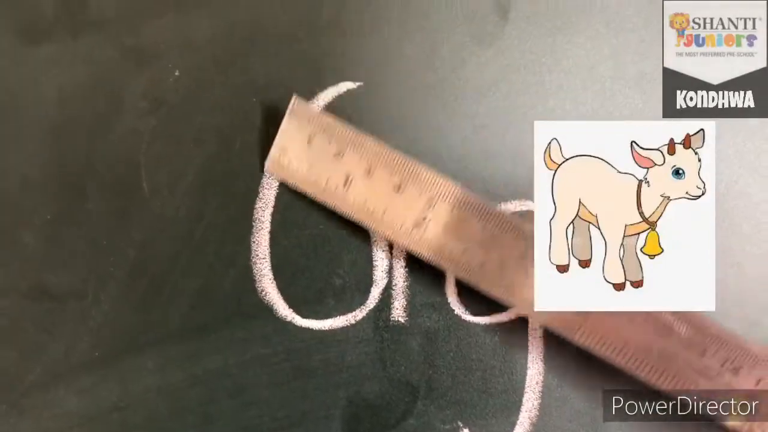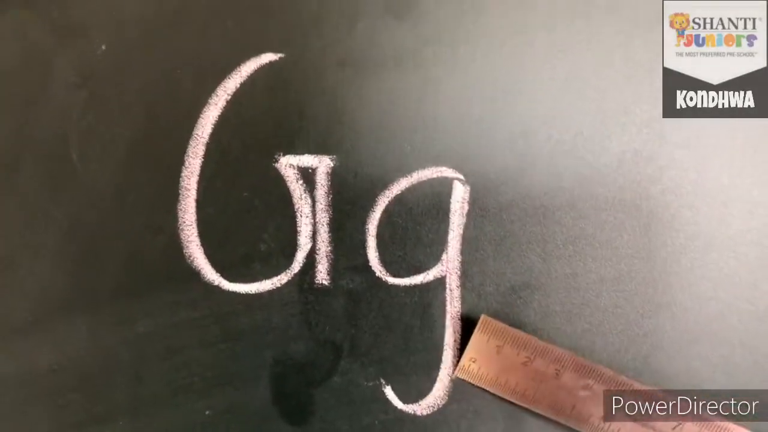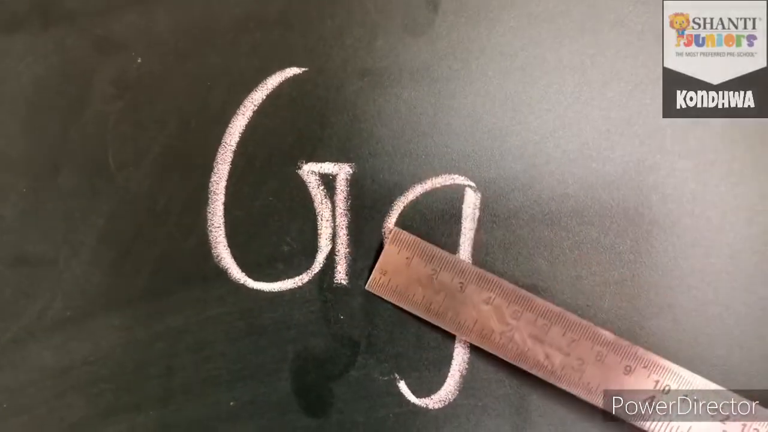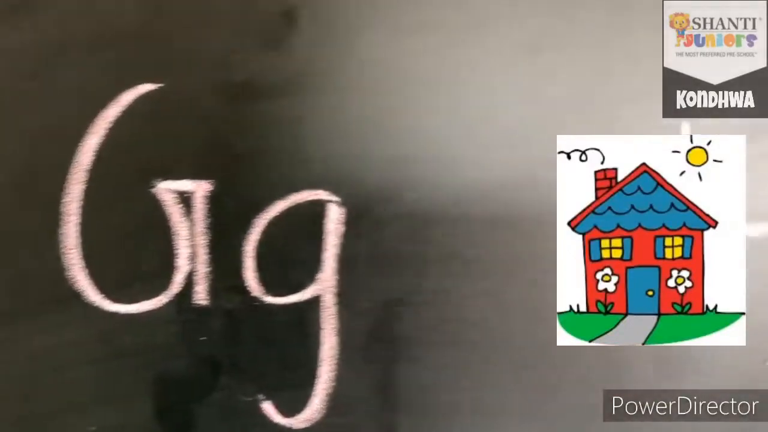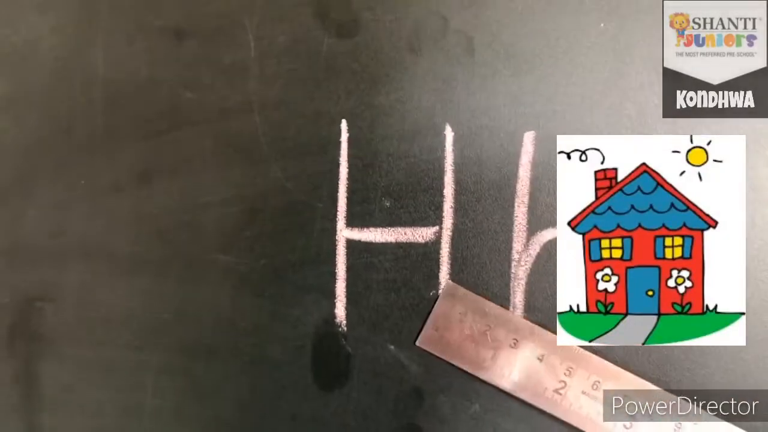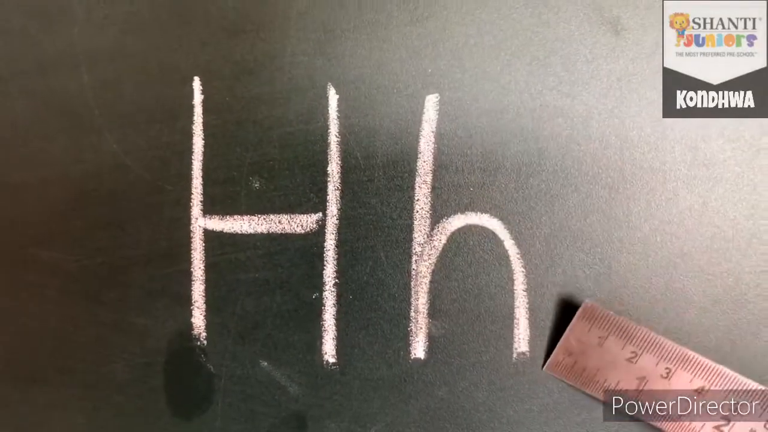G. This is capital G and this is small g. G for girl and G for goat. Now H. This is capital H and this is small h.